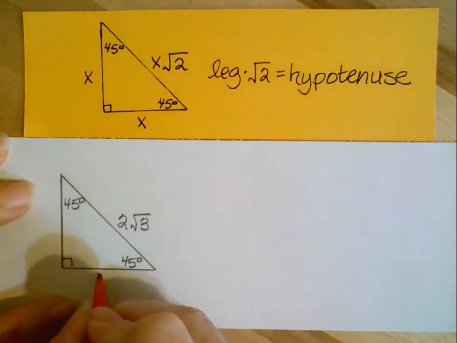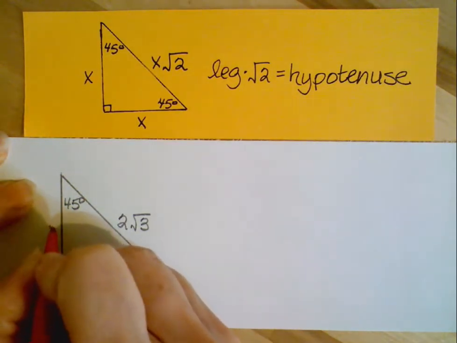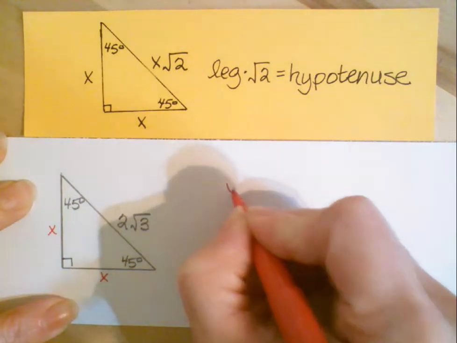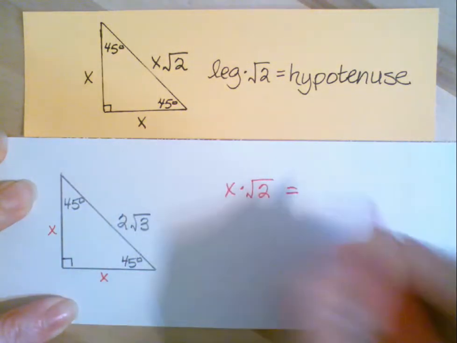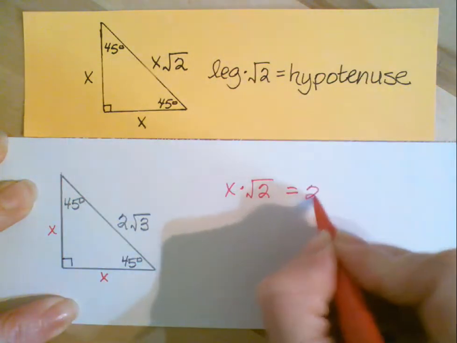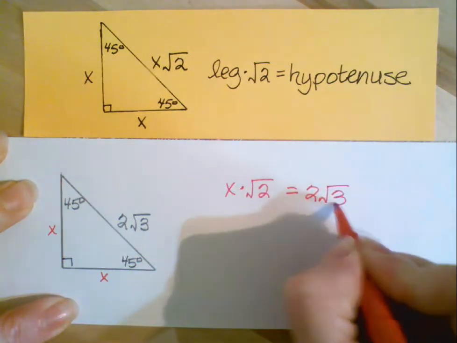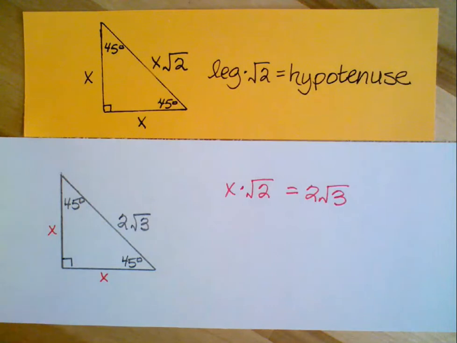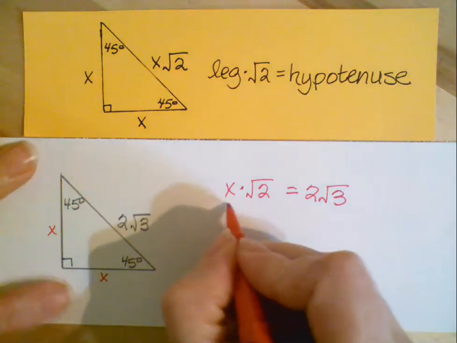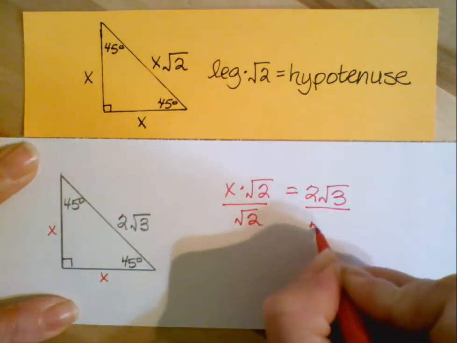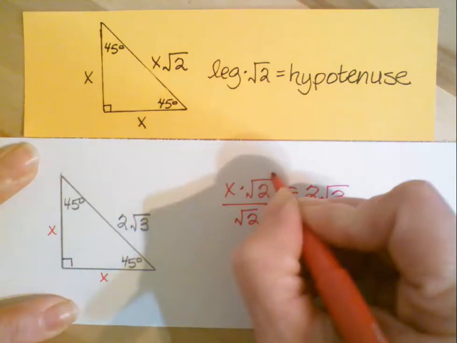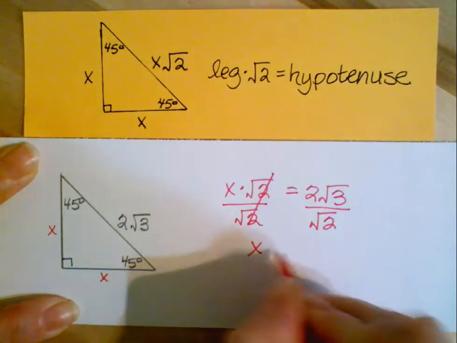So I want to take the same approach that I did before. And here we're going to refer to our legs as x. So the length of the leg, x, times the square root of 2 has to equal, in this case, 2 square root 3. And there again, to get rid of that multiplication by the square root of 2, we're going to divide both sides by the square root of 2. On the left side, the radicals cancel, leaving x.